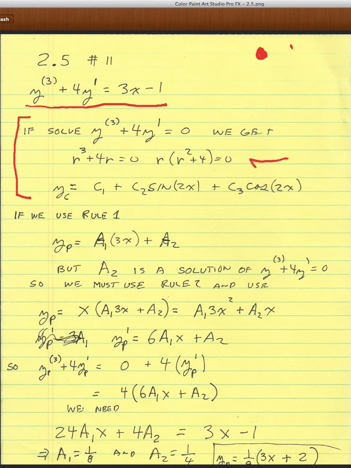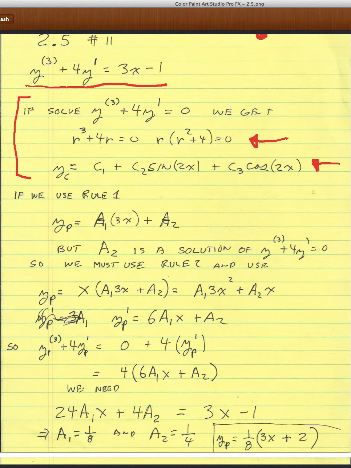So here's our characteristic equation. If we realize that it has roots r equals 0 and r equals plus or minus 2i, that gives us this solution right here. This is the general solution to the homogeneous equation. In your book, they talk about this rule 1, rule 2, rule 3 business. By rule 1, we can choose our particular solution to be this.